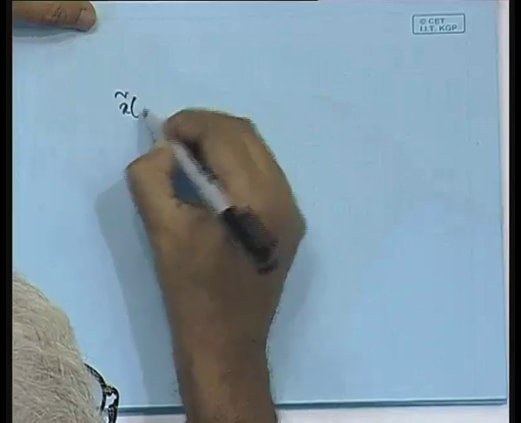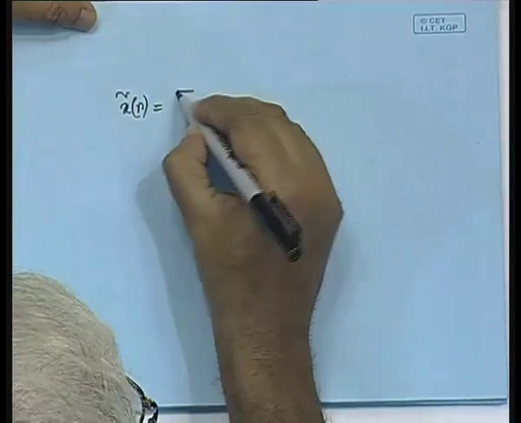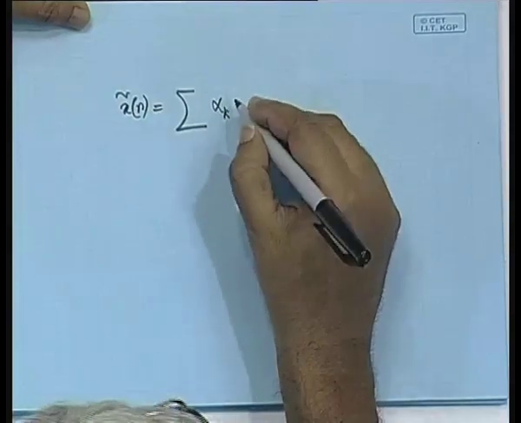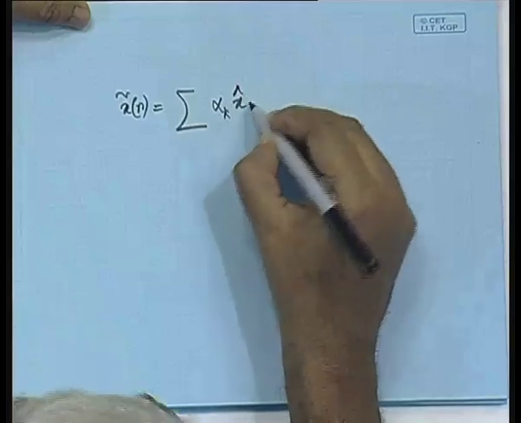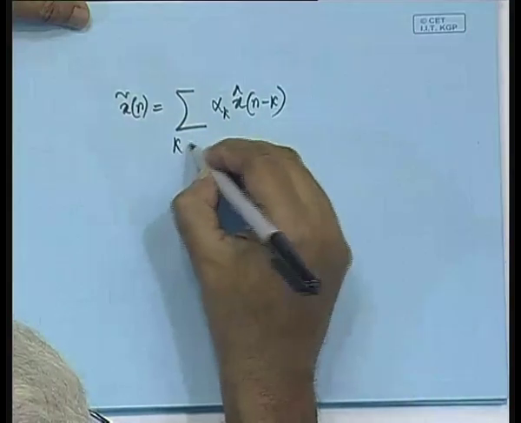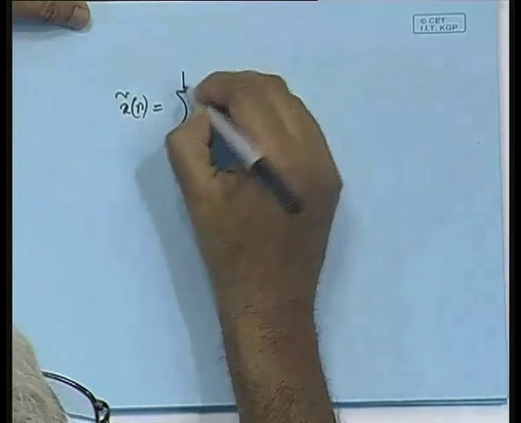Now what is a linear predictor? A linear predictor predicts a signal through a linear combination of the past signals. In what form can we write it? We can write it in this manner: x tilde n is the summation of alpha k, alpha k being the coefficient, times x cap of n minus k, with k equal to 1 to p.